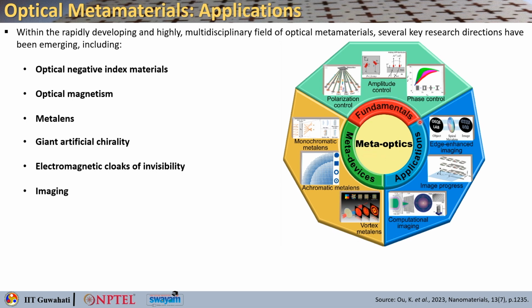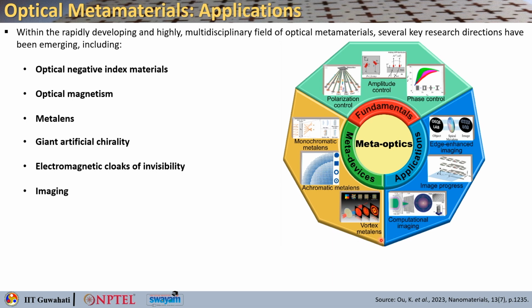So, the fundamentals tell you that you can have control over the polarization, amplitude and the phase of the reflected or the transmitted light. You can make devices such as monochromatic or achromatic Metalens. So, they can be flat lenses with perfect resolution. We will discuss how they look.